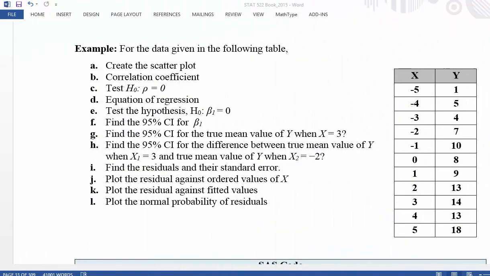In this video, we are going to create a scatter plot, find the correlation coefficient, test the null hypothesis rho, the correlation, is equal to 0, find the equation of regression, test the hypothesis that beta 1 is equal to 0, find the 95% confidence interval for beta 1, find the 95% confidence interval for the true mean value of y when x is equal to 3, find the 95% confidence interval for the difference between the true mean value of y when x1 is 3 and the true mean value of y when x2 is equal to -2.